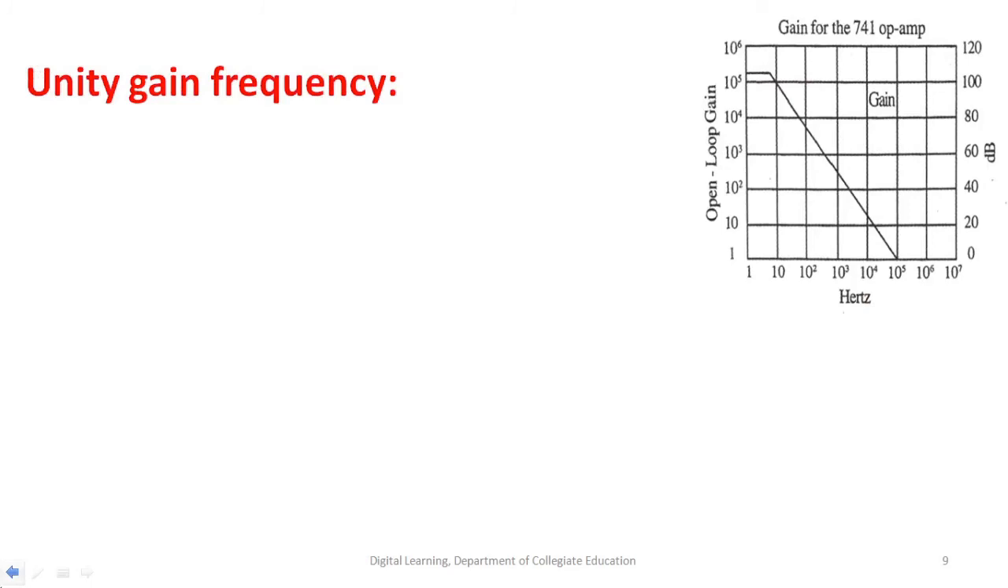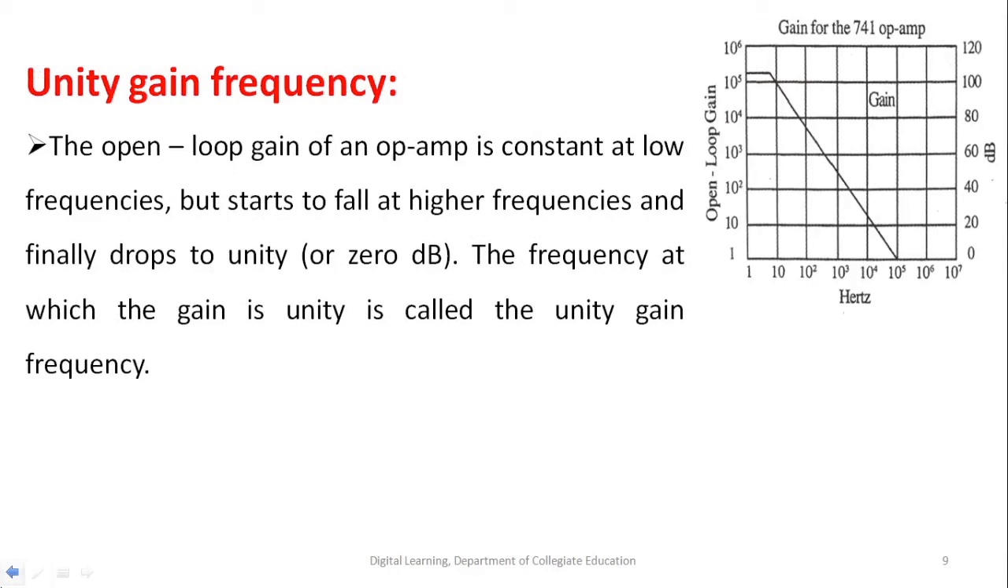Next, unity gain frequency. The open loop gain of an op amp is constant at low frequencies. You can observe here a straight line, but as the frequency increases towards higher frequencies, the gain decreases and finally it becomes 0 decibels, or unity gain.